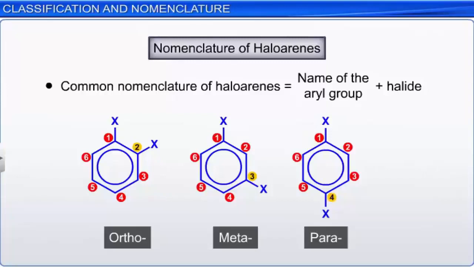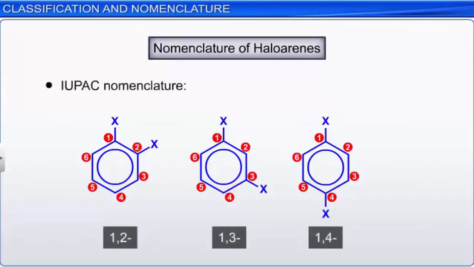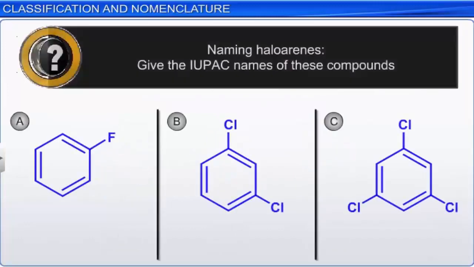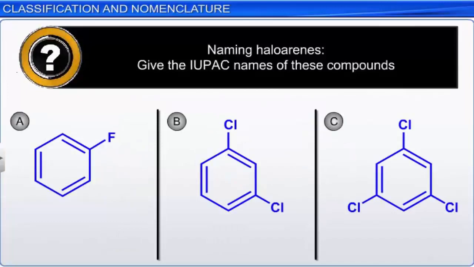Let's work through some practice problems together. What are the IUPAC names of these compounds? All 3 molecules are benzene derivatives. Remember that if more than one similar substituent is present, then we must give the location of each and include prefixes indicating the number present.